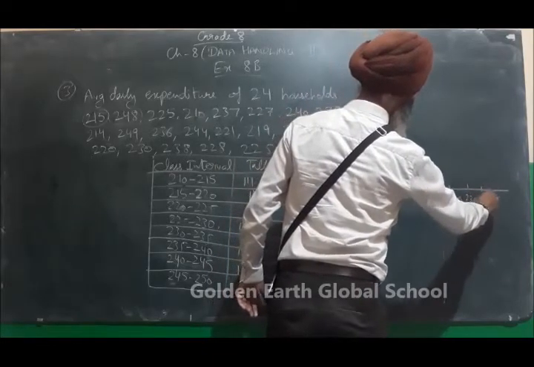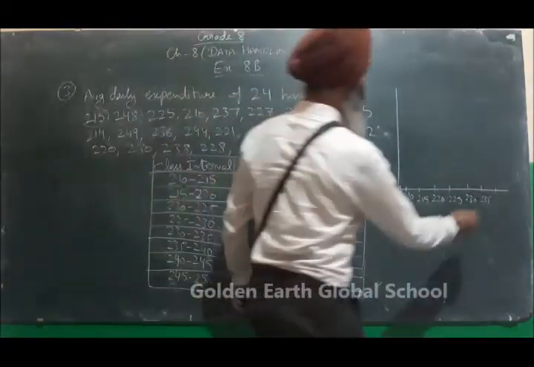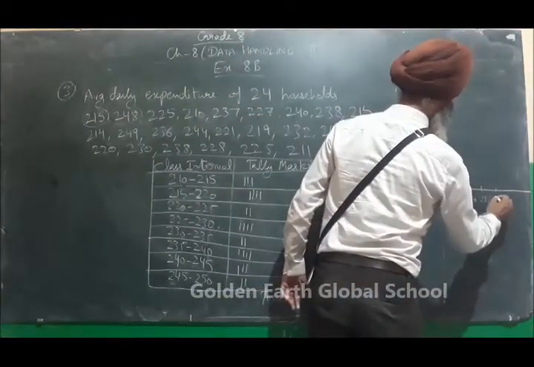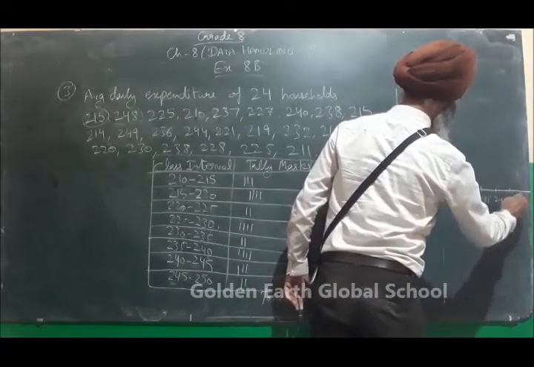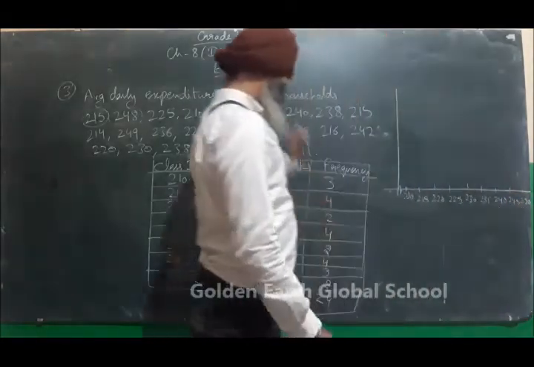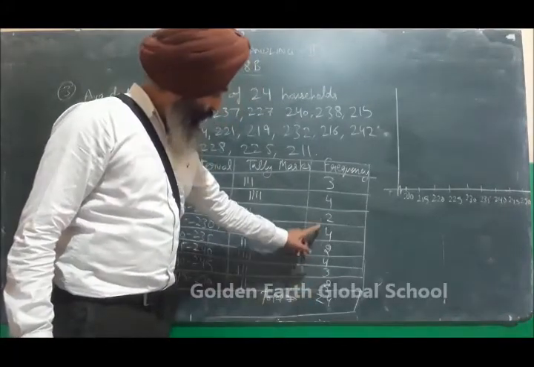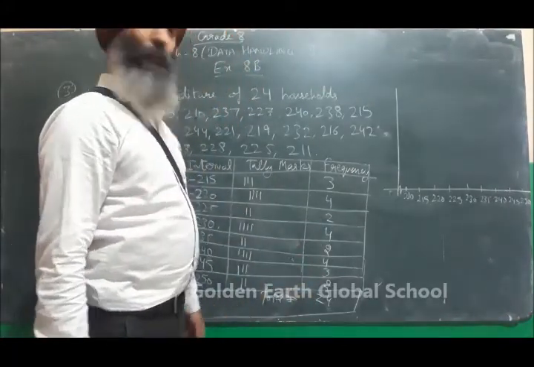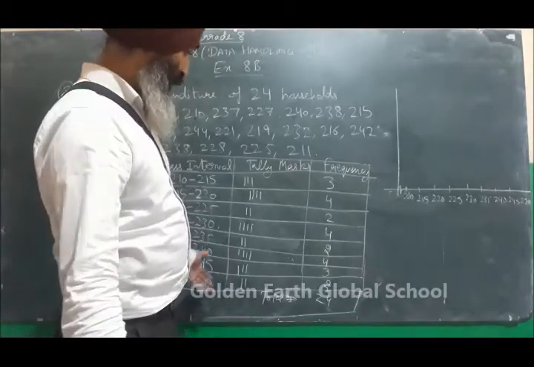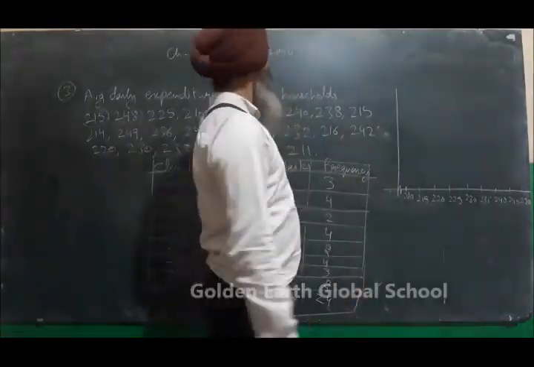230, 235, it is up to 250. Okay, so I have to increase the bar graph. Now from the frequency, the minimum is 2 and the maximum is 4.